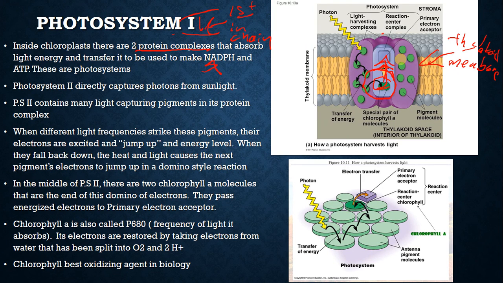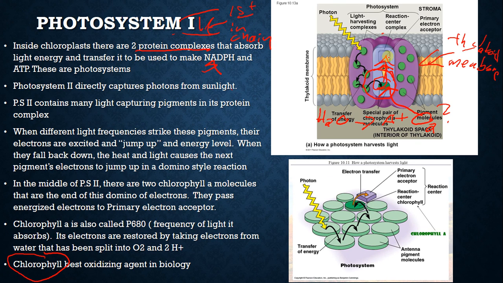are replenished by splitting water. So water that the plant uptakes is split into H plus and O. And the electrons from this O are transferred to this photosystem to replenish its electrons as they're passed on to the primary electron acceptor. How can that happen? Well, chlorophyll A is the best oxidizing agent in biology. So it can even take electrons from the extremely electronegative element oxygen.